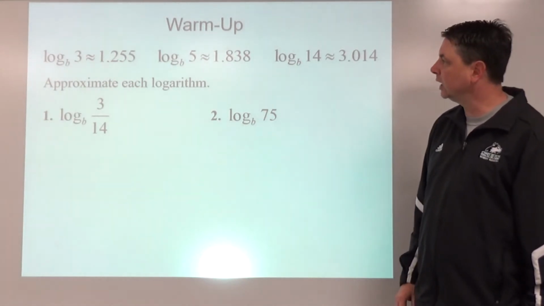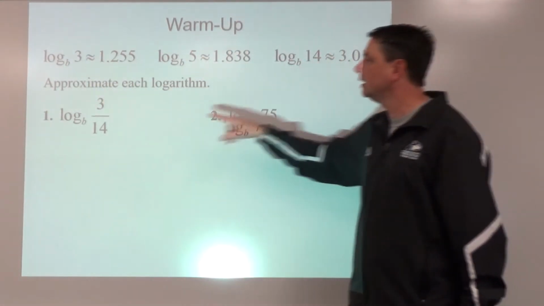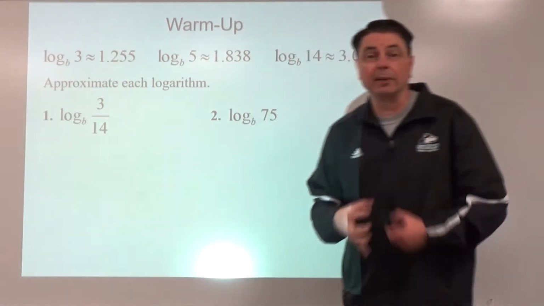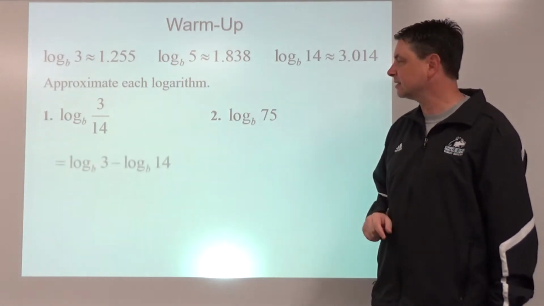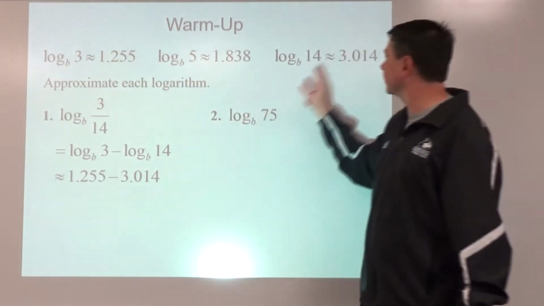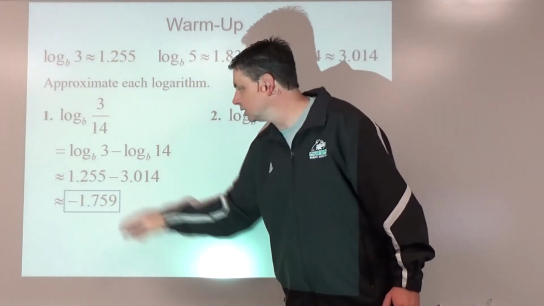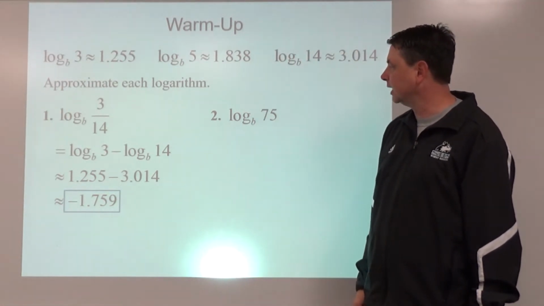All right, number one. Kind of see what we're dealing with here. We've got the 3, we've got the 14. It's division, so that's the quotient property. Let's split this up: log base b of 3 minus log base b of 14. And then we can replace and do the subtraction, and we would get about negative 1.759.